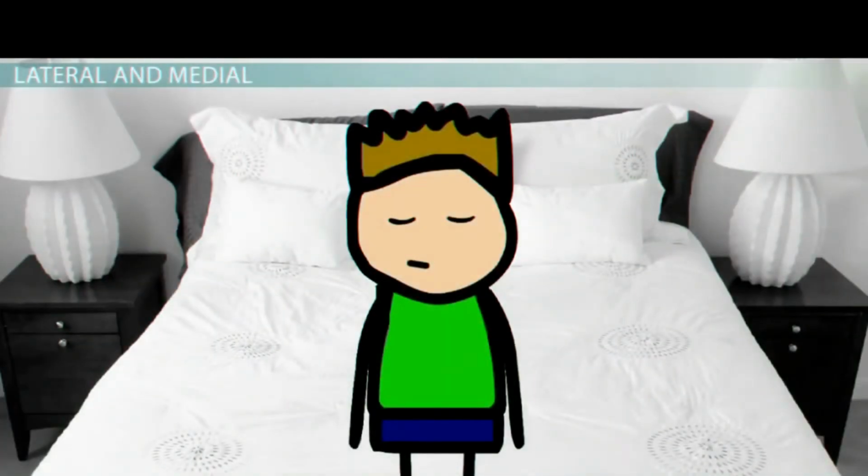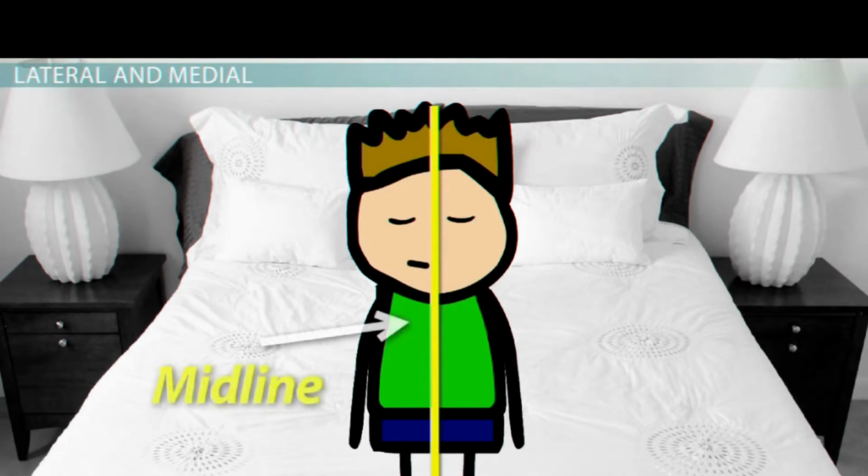If you were to lie down in bed, on your back this time, and draw an imaginary line down the very center or middle of your body, stretching from the top of your head down to the soles of your feet, this would be called the midline of your body, with the word midline referring to the fact that the line is in the middle of your body, or on what's known as the median plane.